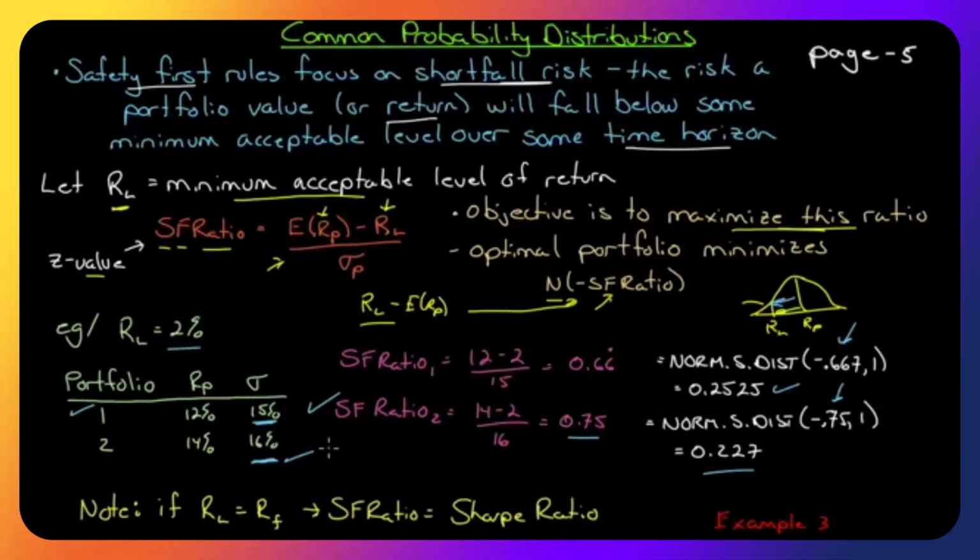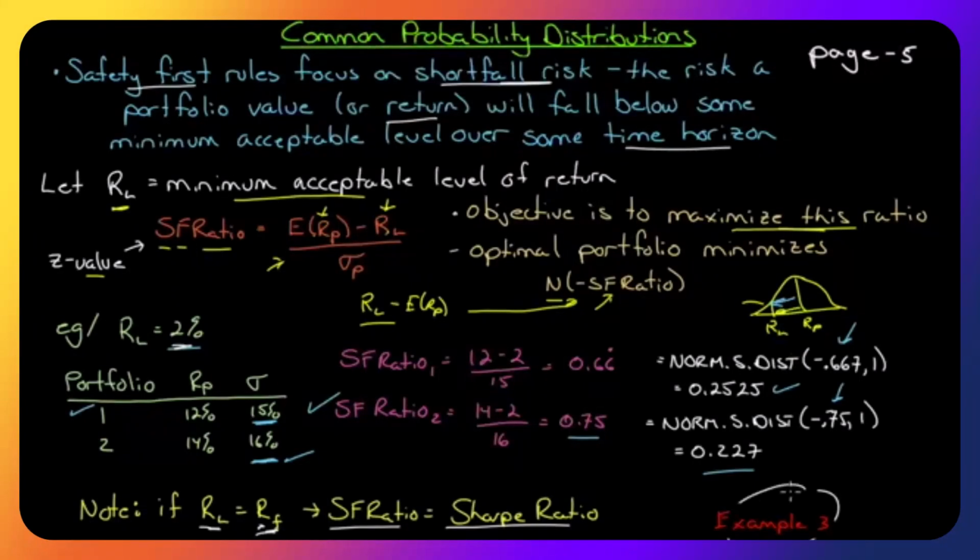When you get to level 3, you have to be able to look at portfolios and say, first of all, what is my definition of risk? And given my definition of risk, which portfolio satisfies it? So it's a two-step process. You have to first figure out, am I concerned about shortfall risk, or am I concerned about volatility of the portfolio? And then from there, you would determine what portfolio you want. So you're going to see this again. A note to make: if RL, our lowest acceptable level of return, is the risk-free rate, the safety first ratio is identical to the Sharpe ratio.